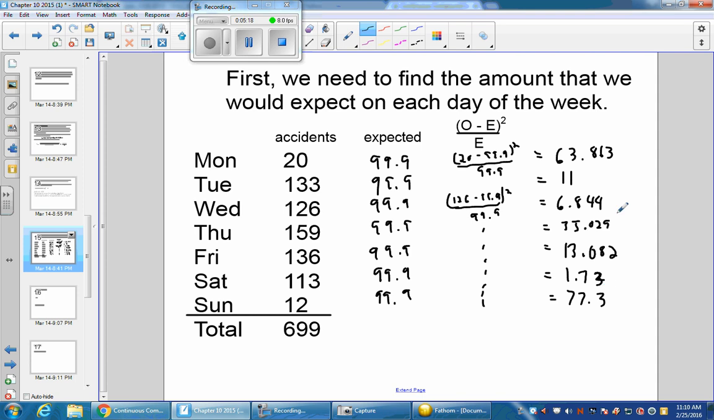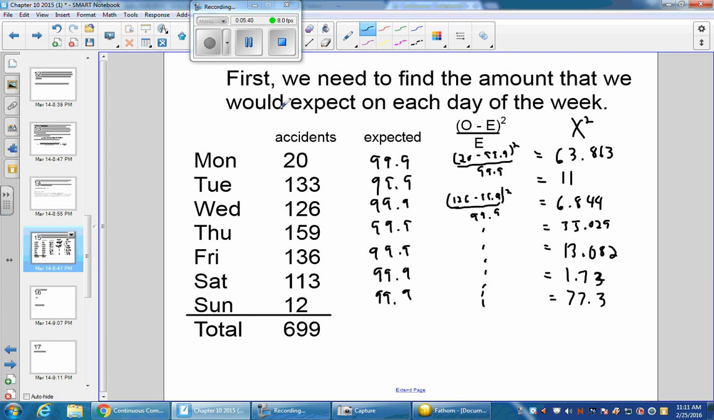Now these are our x squared values. And so the values that are closest to 0 are the ones that are closest to our expected value. If our chi-square is highest, that means there's the biggest difference between our actual value and what we would expect if they were evenly distributed throughout the week.